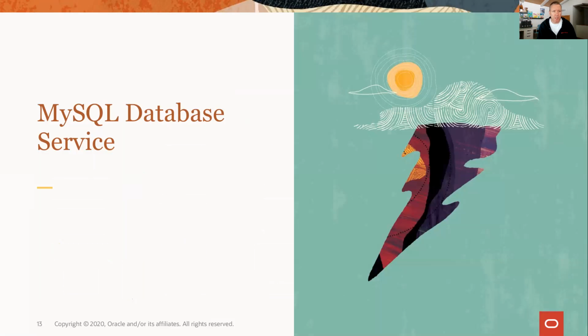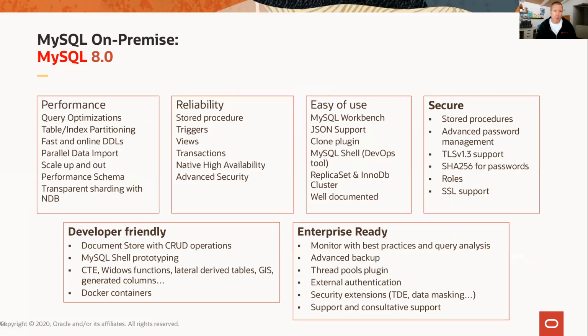So talking about MySQL, what is the MySQL Database Service? Well, first of all, MySQL is on 8.0, so obviously that's the version we're using. But on premise, you've got all of this, you're used to this. We've got performance: query optimizations, parallel data import, performance schema, transparent sharding, you've got NDB, InnoDB Cluster, doesn't matter. Reliability: the whole transactions, triggers, stored procedures, with security of course. Ease of use: MySQL Workbench, JSON support, the clone plugin, MySQL Shell to help you with your DevOps, JavaScript, whatever. The replica set and InnoDB Cluster make it easy to set up an HA environment, and well documented.